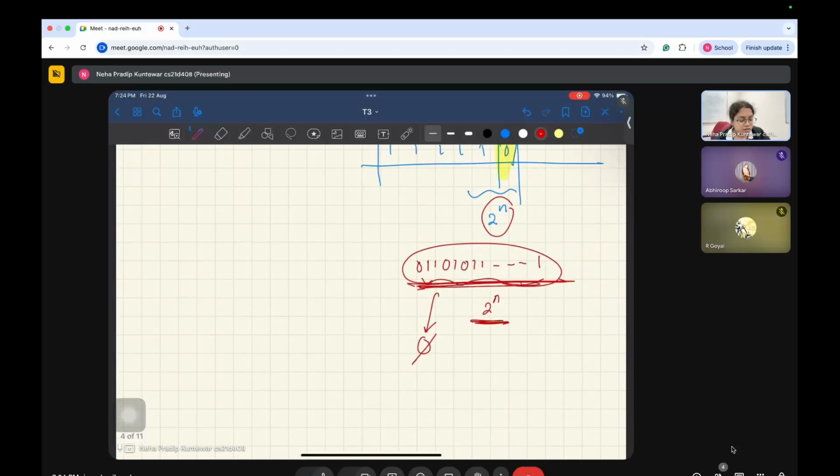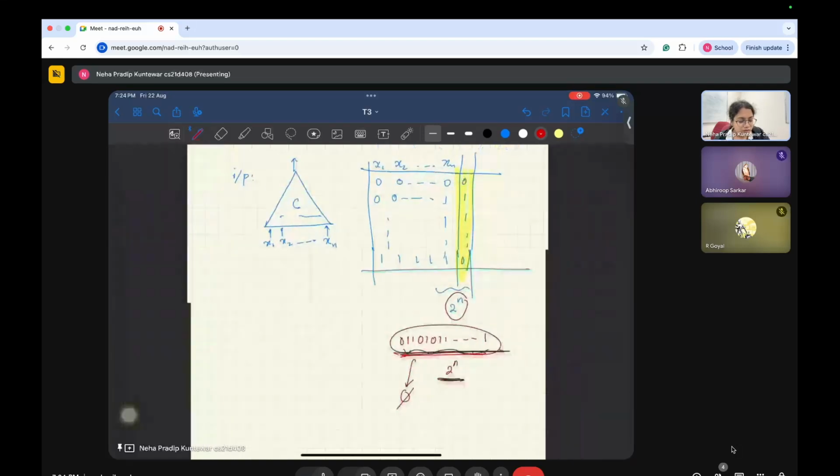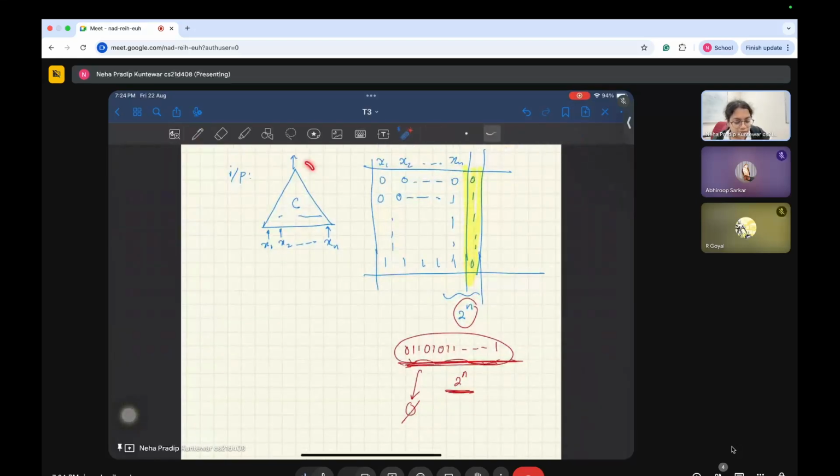Okay, so is this clear, like what we are doing? Basically we have a circuit, we look at the truth table of it, look at this last column, the truth values, and think of that as an encoding of a formula phi. So instead of giving it to you directly, I'm giving you some succinct representation.